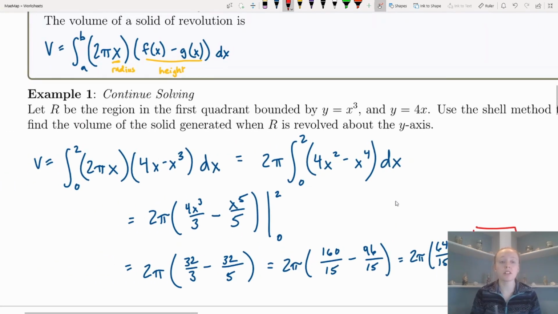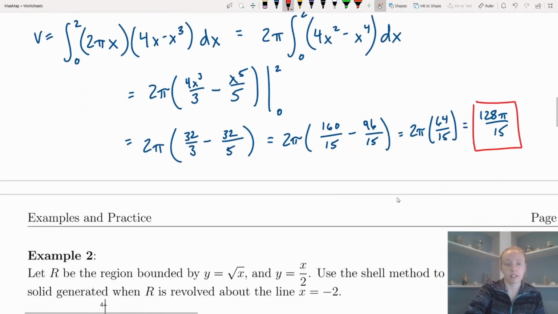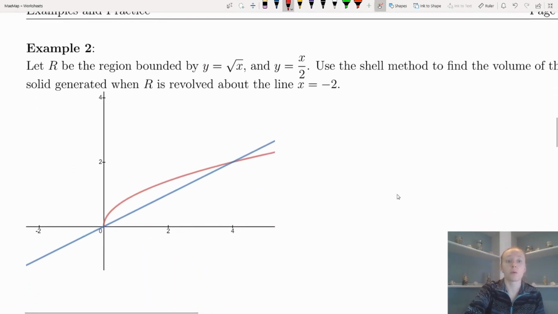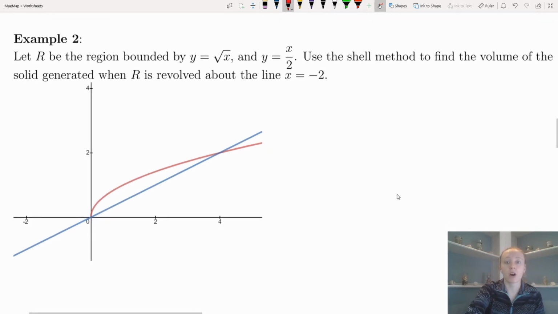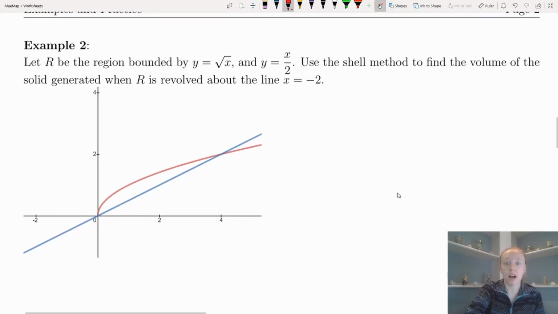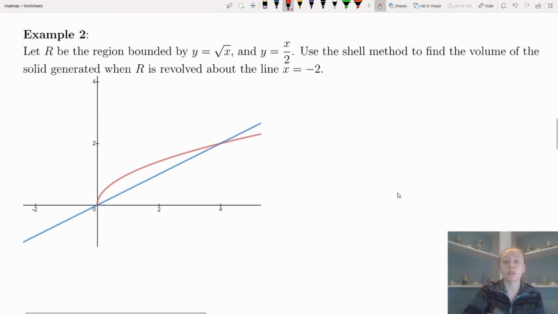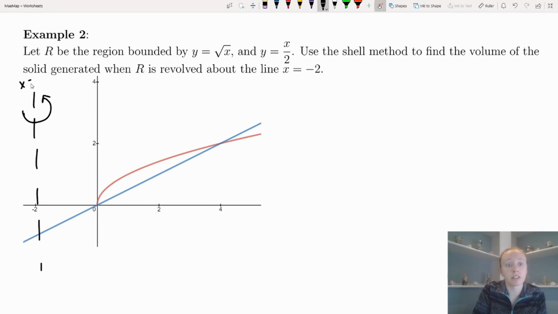So as we continue on, remember that the volume when doing the shell method is going to be integrating the shell circumference times the shell height. Moving on to example 2, we're going to let R be the region bounded by y equals the square root of x, y equals x over 2, and we're going to use the shell method to find the volume of the solid generated when revolved around the line x equals -2. So that's going to be this line over here, x equals -2, that we're revolving around.